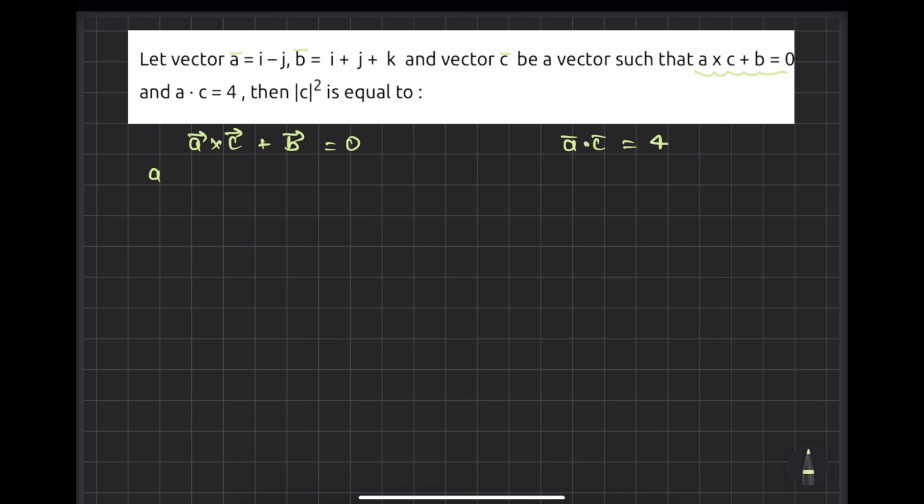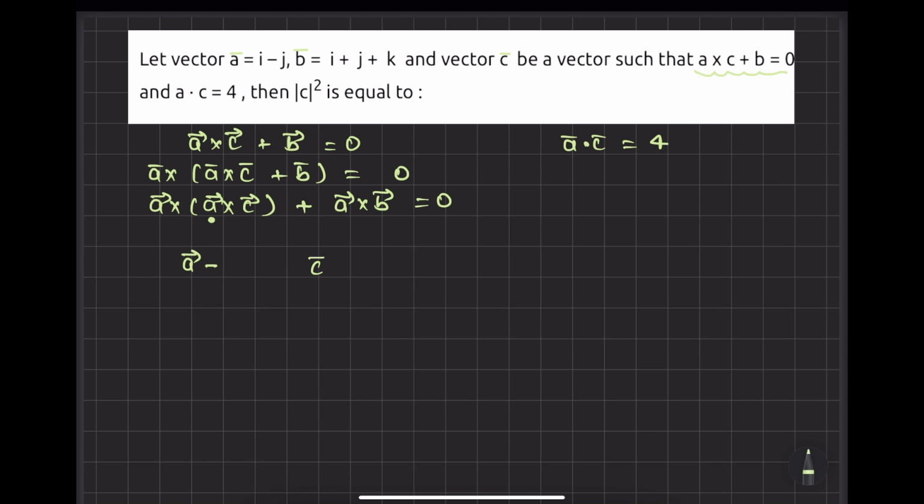So it is A cross (C plus B). B cross 0 will become 0. Now look at this, how we will open this bracket. So we have A cross C and then A cross B equals 0. Now, who is in the middle? This A is in the middle, minus. Who is the leftover thing in the bracket? It is C. So you will be writing C vector.